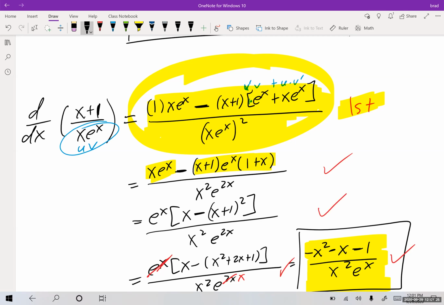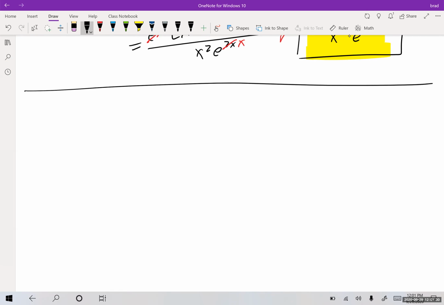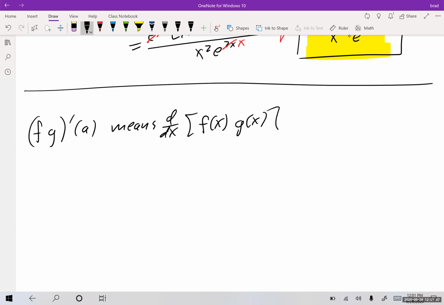Oh, just a few notations that you may see. I don't know if this book uses the notation, but if you see fg prime of a, this means d dx, so take the derivative of f of x times g of x. So this is a way that they write a product quicker, evaluated at x equals a. Okay.